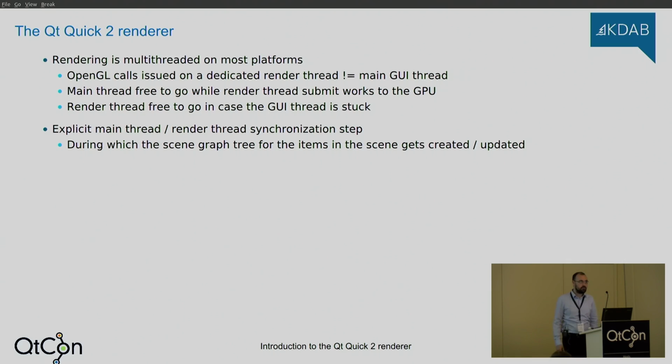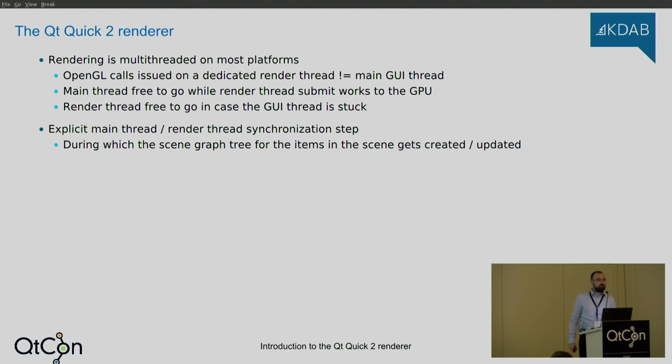Now, there's a very good point why this is a very good idea, and it's twofold. The first point is that the main thread is free to advance your property bindings, calculate animations, do CPU-side stuff, while the render thread is submitting draw work to the GPU. You're not stuck in the main thread if your render thread is busy submitting this work. On the other hand, the render thread is free to work in case your GUI thread is stuck. So if you do some heavy calculation and you block your main thread, the render thread can still proceed and render your scene. You don't see your application freeze.